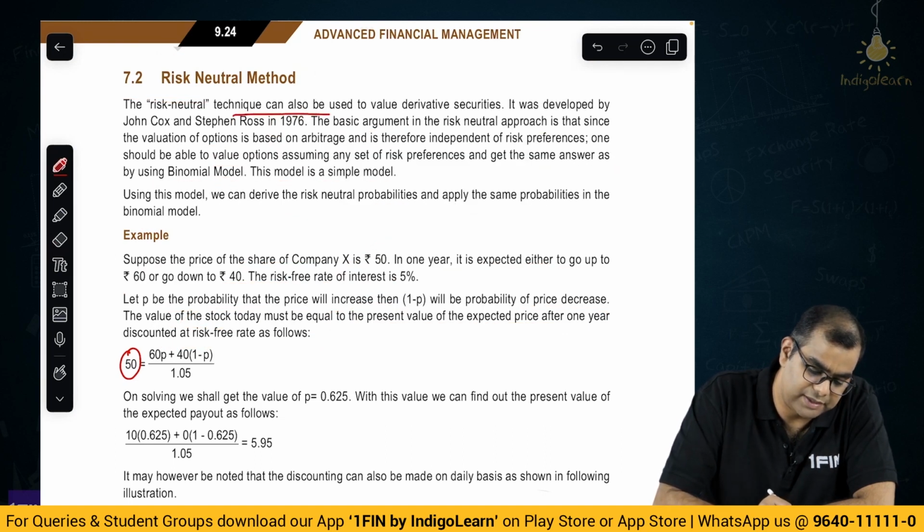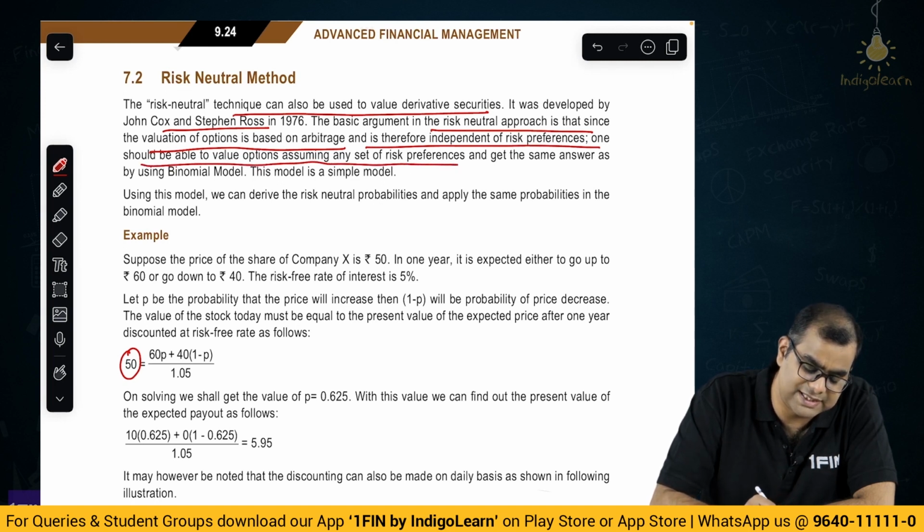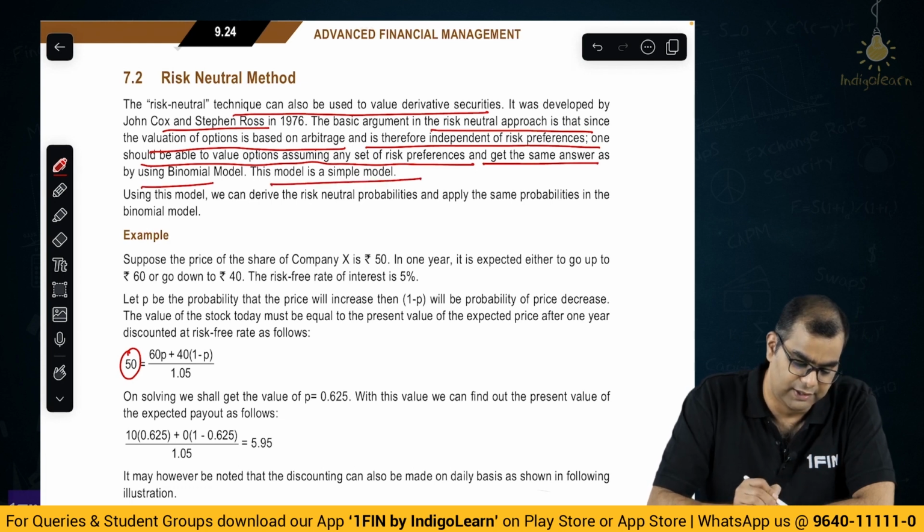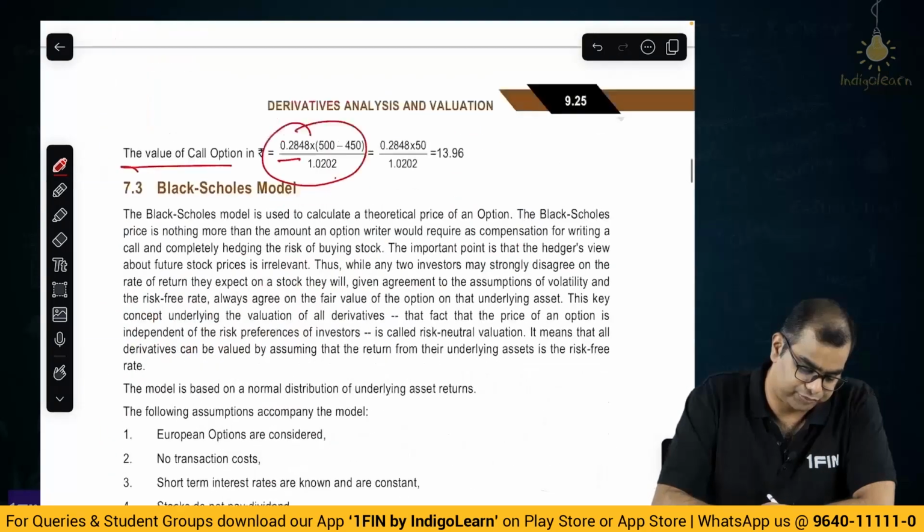The risk neutral technique can be used to value derivatives. It was developed by so and so. The basic argument in risk neutral is that since valuation is based on arbitrage and is therefore independent of risk preferences, one should be able to value options assuming any set of risk preferences and get the same answer as the binomial model. This is a simple model. Using this model, we can derive risk neutral probabilities and apply the same probabilities in the binomial model.